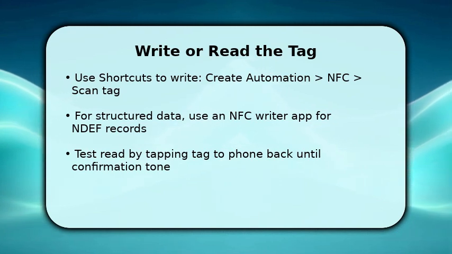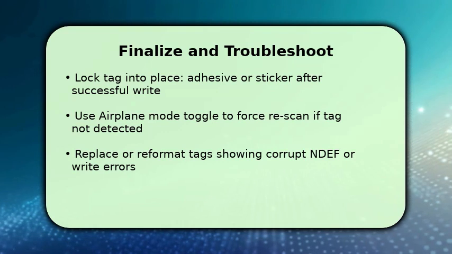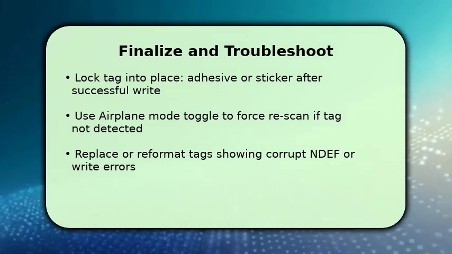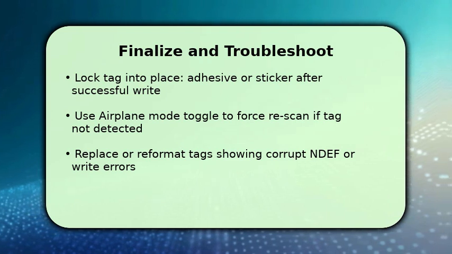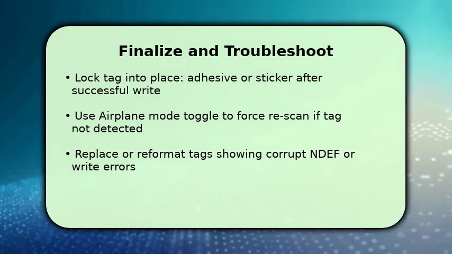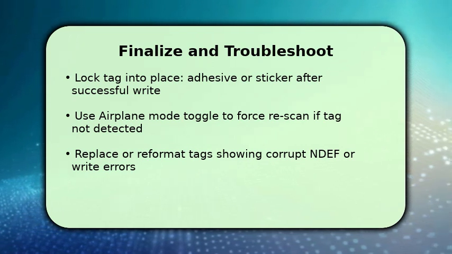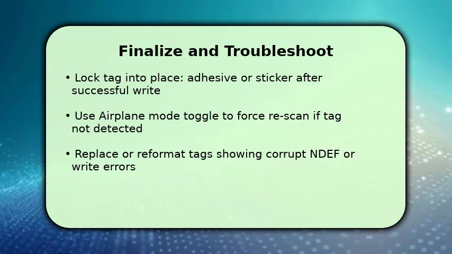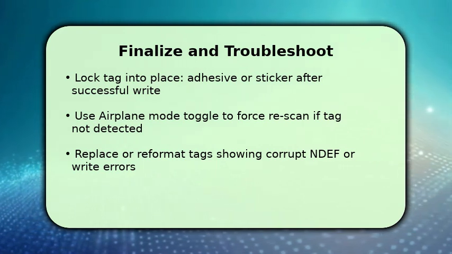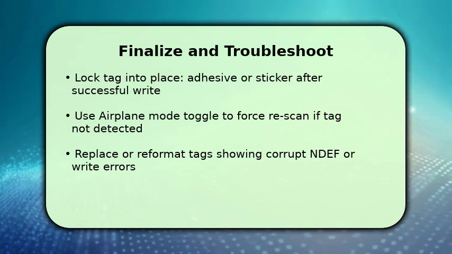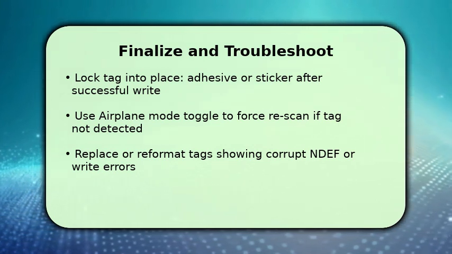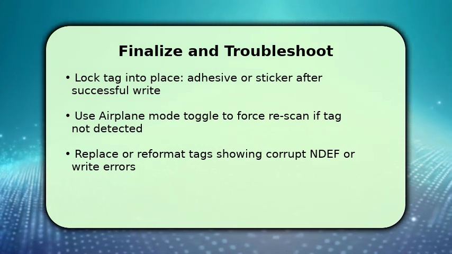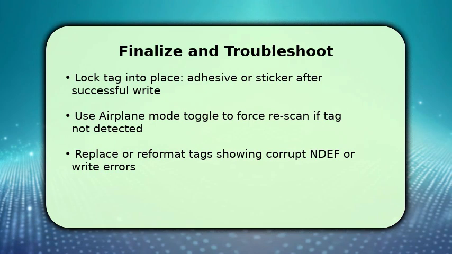To finish, secure the tag where intended and run through the full trigger sequence to confirm reliability. Repeat the action multiple times to check consistency. If a tag isn't detected, toggle airplane mode briefly, then retry, and make sure background tag reading is still enabled. Sometimes phone cases or magnets interfere, so remove them. If writing errors persist, reformat the tag with your writer app or swap to a fresh NTag chip, because corrupt NDEF or lock tags cannot be rewritten.